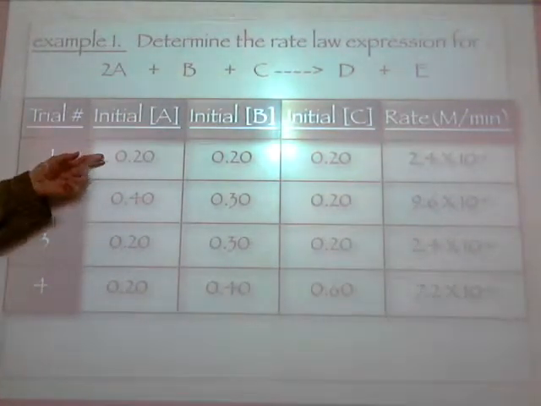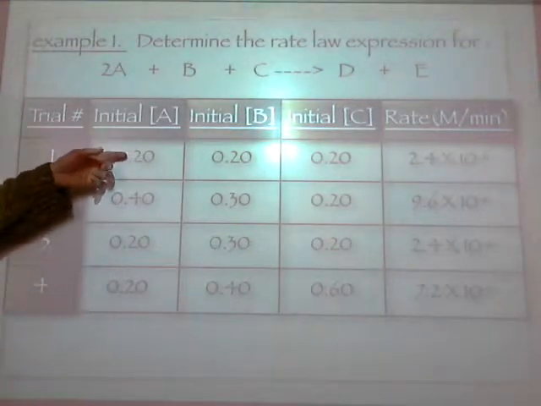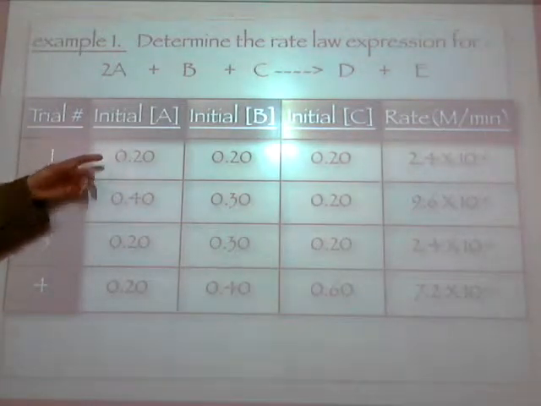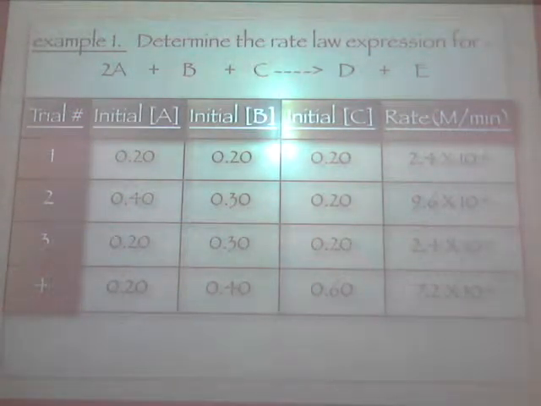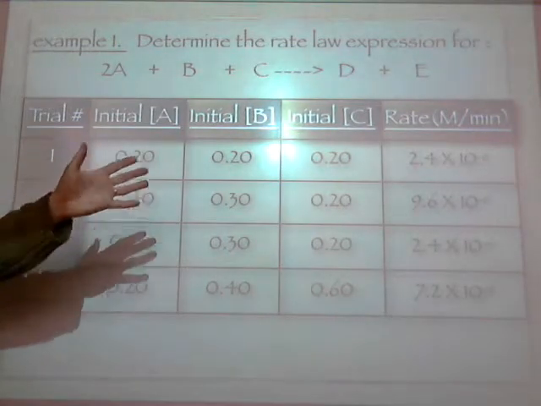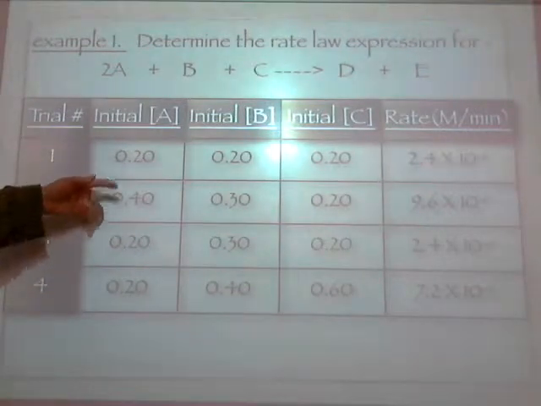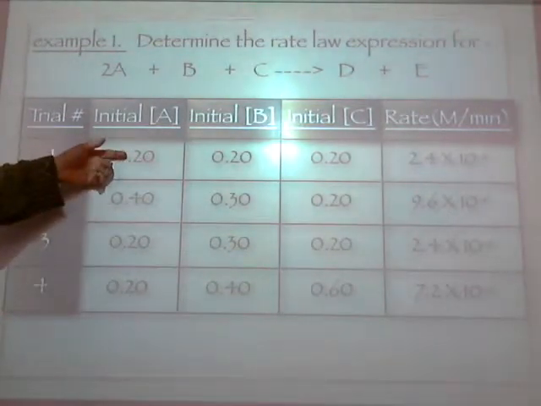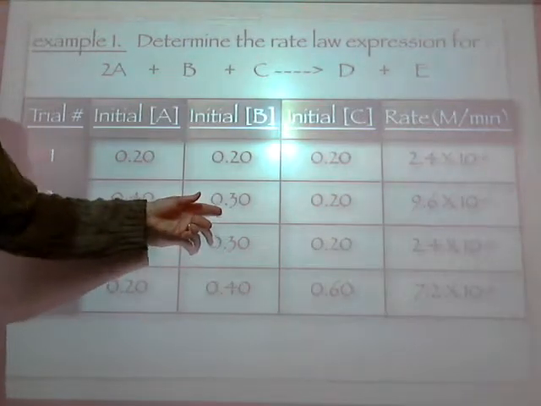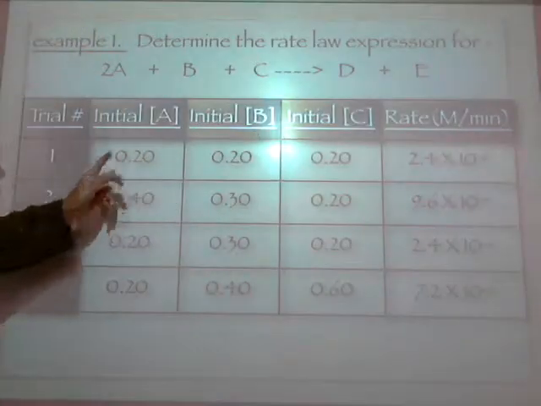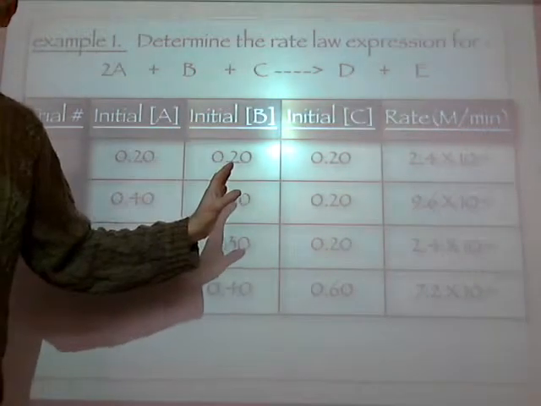Well, let's take a look. Between trials 1 and 3, A is held constant. It was 0.2 here, it's 0.2 there. Between trials 1 and 2, A doubled. Between trials 1 and 4, it was held constant. What I need to find is 2 trials where everybody but 1 is held constant, because if more than 1 is changing, I don't know what caused it. For example, I could not use trials 1 and 2, because A doubles, B goes up by 1.5, and C remains the same. So the change could be due to A, or B, or both of them.